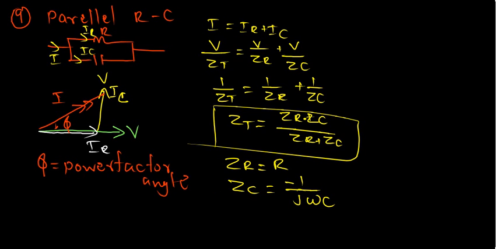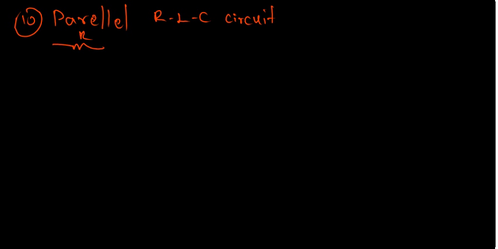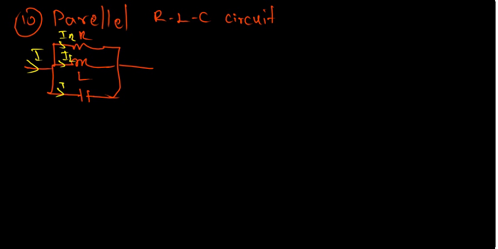The last one, the tenth one, is the parallel RLC circuit. The parallel RLC circuit looks like a resistor, an inductor, and a capacitor. So the same thing: we take the total I here, IR, IL, and IC, with capacitance C and the voltage across this V. So the total current is given by IR, IL, and IC.